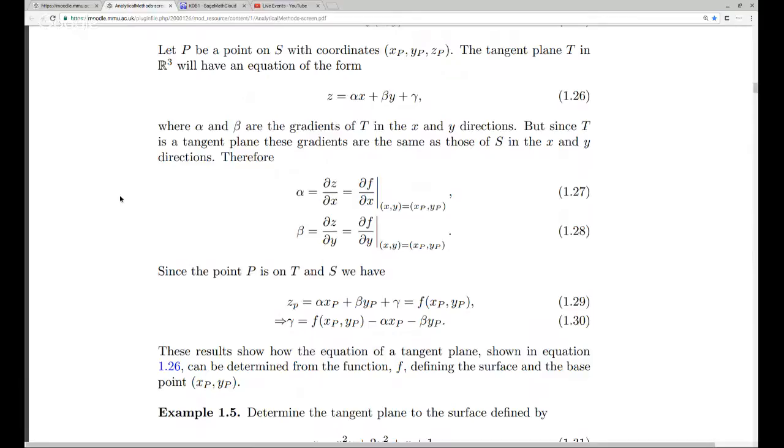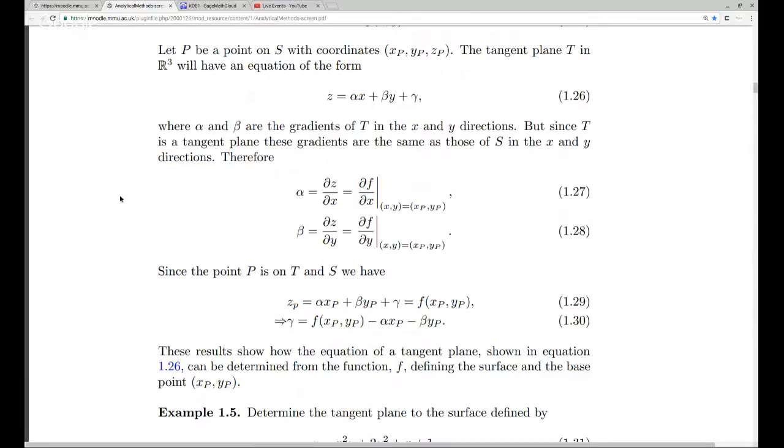But the point is also on the surface. So that value zp is exactly f of xp, yp as well. Because this point P is on the tangent plane, but it's also on the surface as well. So at the same time, this quantity zp, equal to all this in alpha, beta, and gamma, is equal to f of xp, yp. So by turning that equation around, making gamma the subject of this equation, putting everything on the other side, we get that gamma is f of xp, yp minus these two quantities, minus alpha xp minus beta yp.